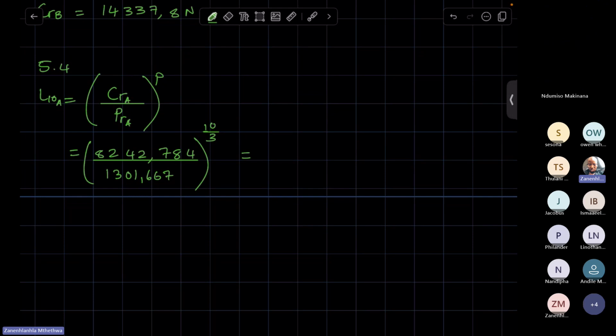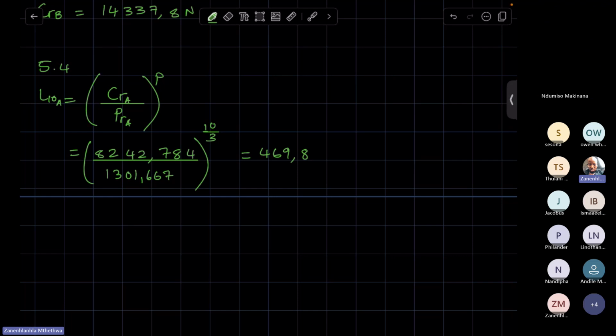Remember, the answer you get here will already be in millions of revolutions. So you have 8242,784 divided by 1301,667, all of this to the exponent 10 over 3. So this is 469,8. So it's 8004. So I'm just going to write 8.